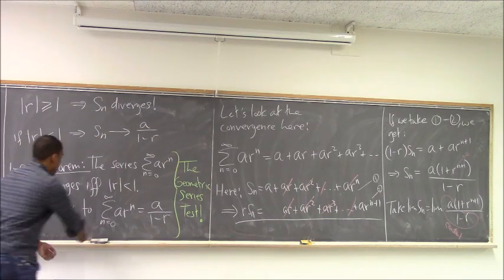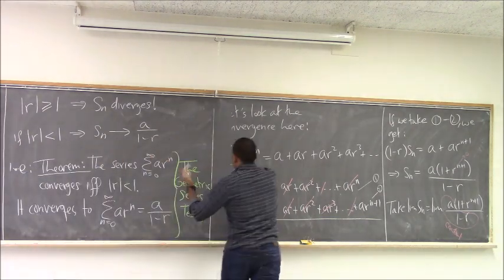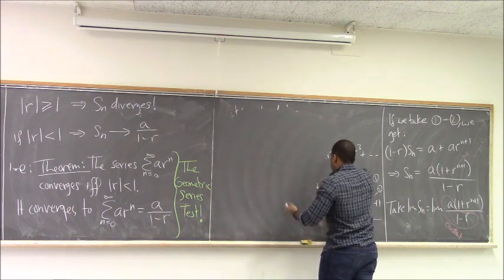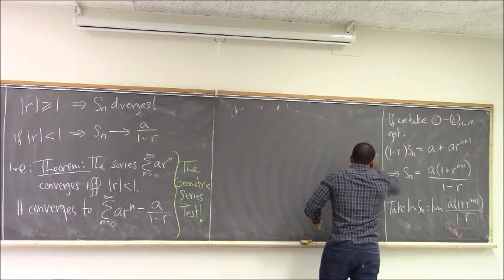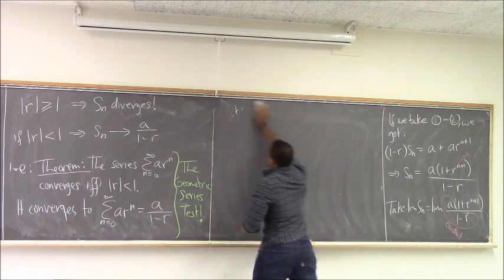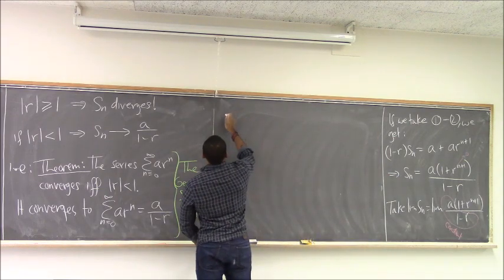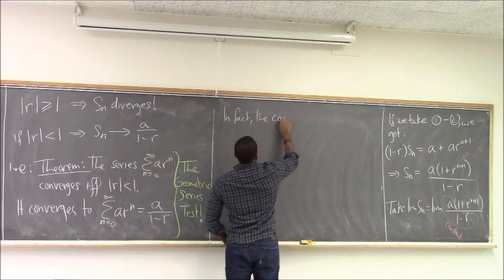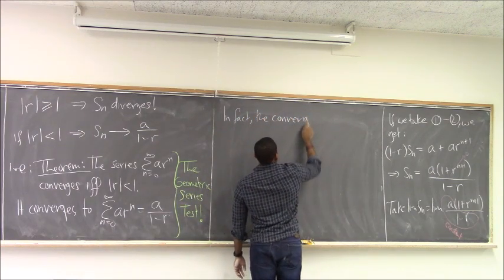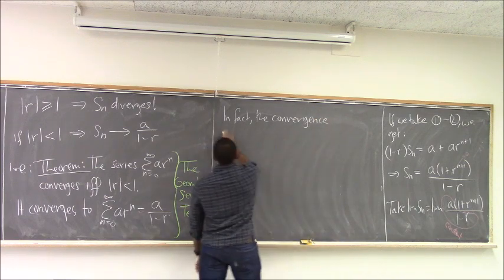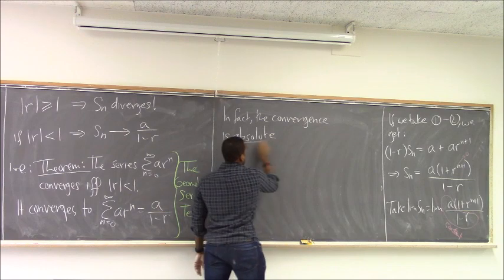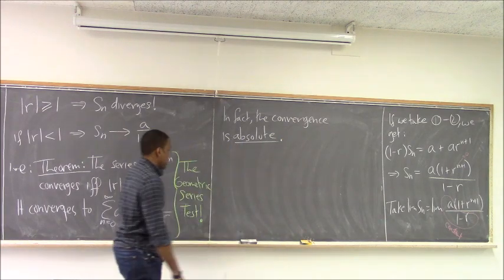And in fact, because I showed that it doesn't matter if the R is positive or negative, the convergence here is absolute, in the sense that if I throw absolute values around it, it's not going to make a difference. It's still going to converge.